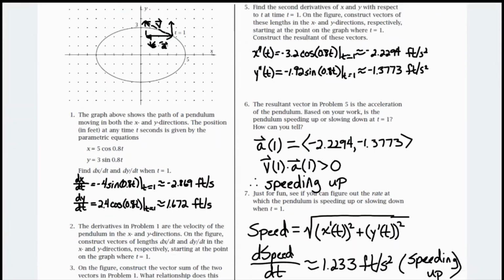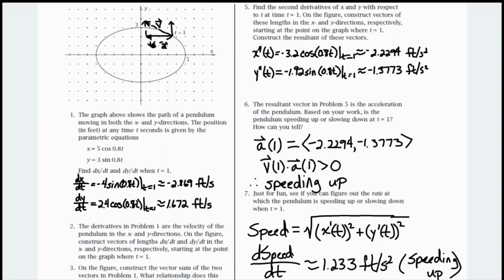Okay, so let's take a look at question number 1. It says the graph above shows the path of a pendulum moving in both the x and y directions. The position in feet at any time is given by these two equations. Find dx/dt and dy/dt. So all I'm doing is taking the derivative at that particular point in time, and I'm evaluating at 1.